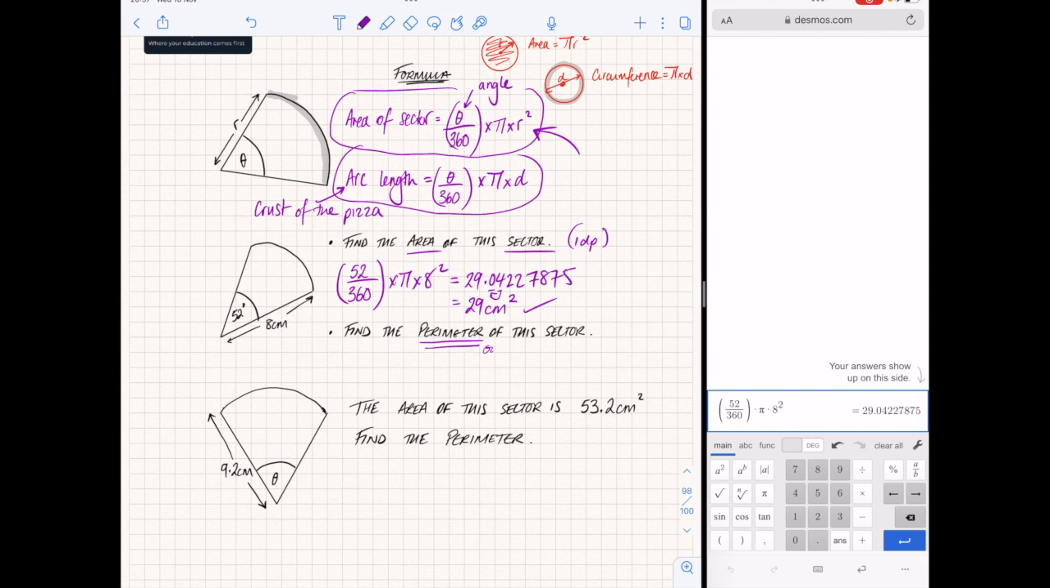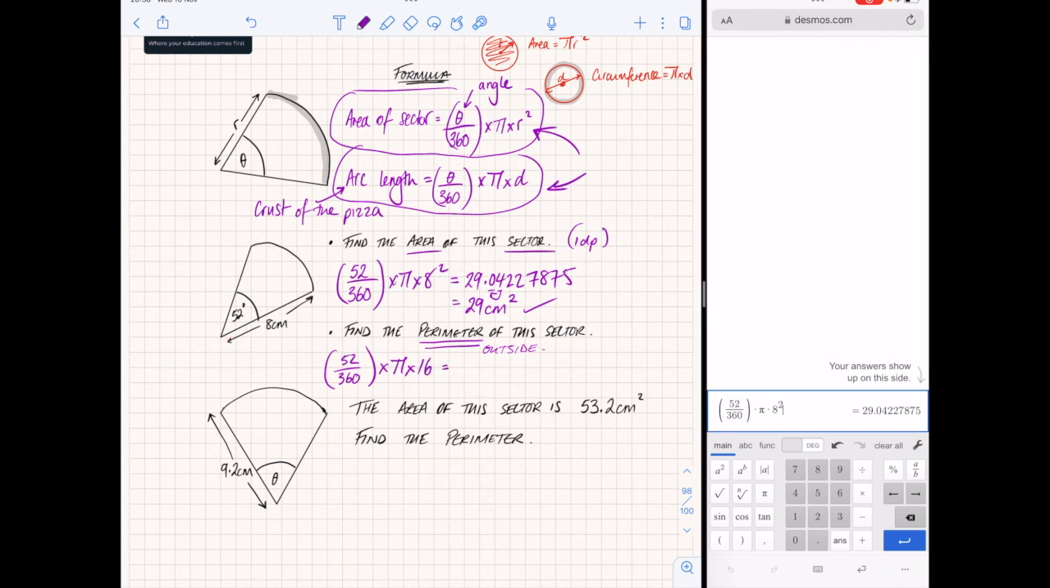So perimeter is going to be the outside of the shape. So I need to be careful with this because perimeter is different to arc length. We know, because we're talking about the outside of this circle, I'm going to need to use this formula. Okay, so it's going to be 52 divided by 360 times pi, and then now remembering that this is times by the diameter. This is the radius of 8, so to get the diameter I need to double it, so that is times by 16.